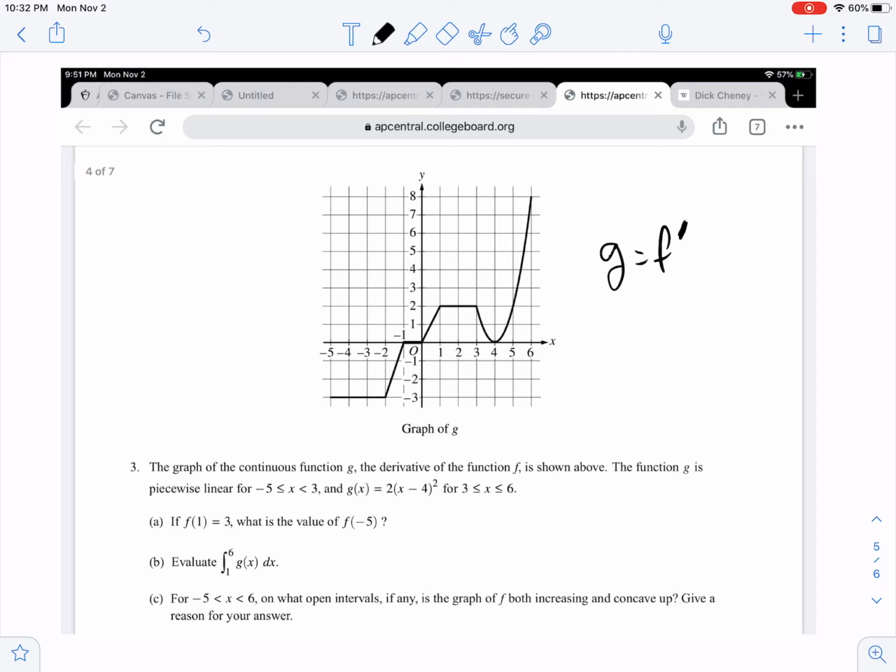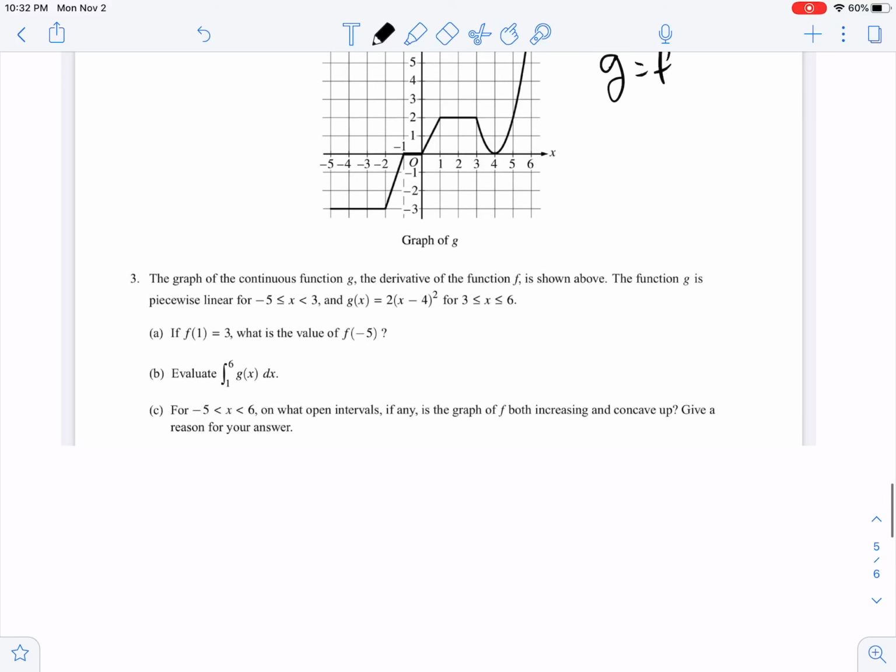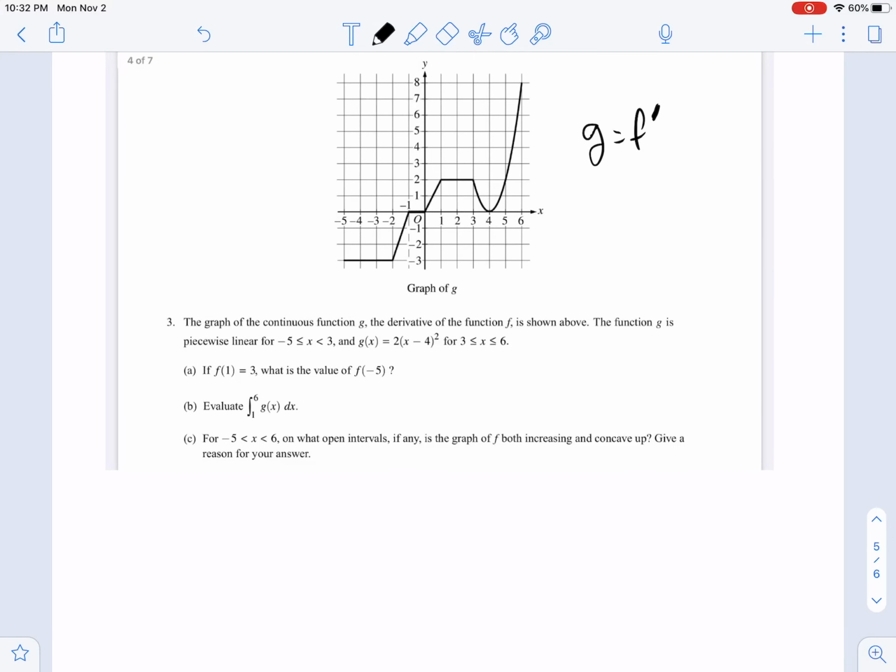If f of 1 is 3, what's the value of f of -5? Well, we use our trick. If g is equal to f prime, the integral of g is equal to f. So if I want to know f of -5, I can put a -5 down here, and I can put a question mark up there. So this is going to be f of question mark minus f of -5. And the question is, what should I put in the question mark? Well, it's the only other f value I know, so I probably should put a 1 up there, and then we could put a 1 over here.